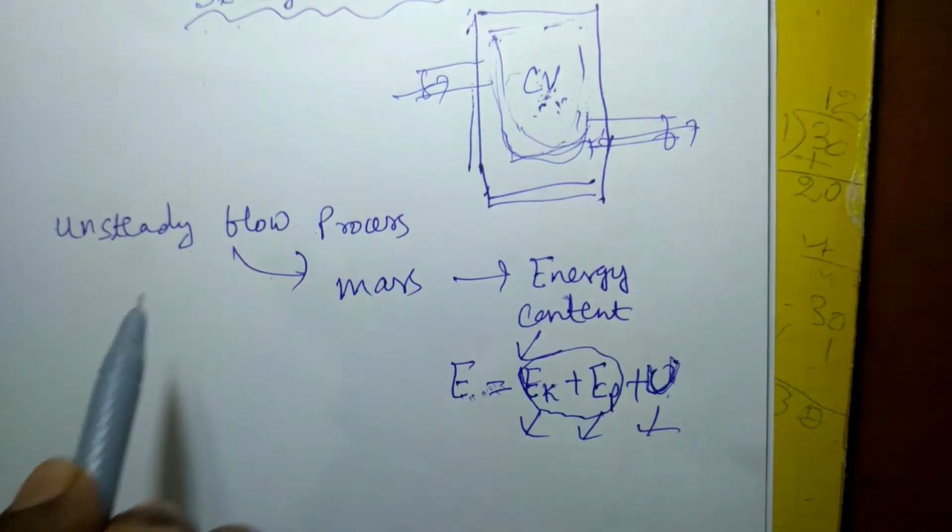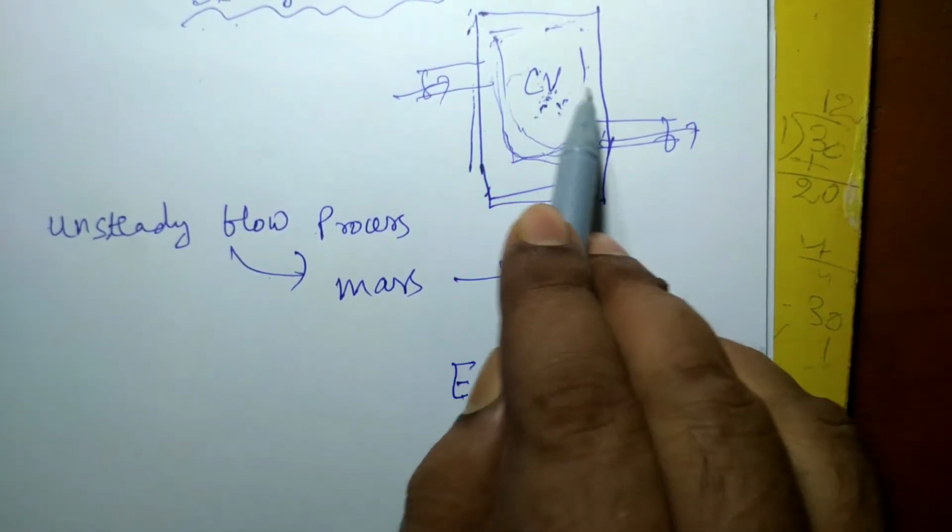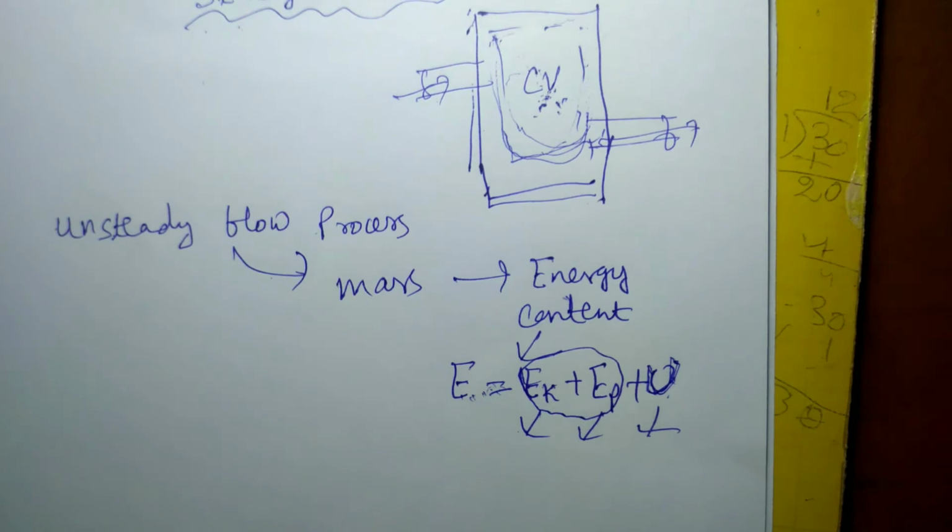So in case of unsteady flow process, mass and energy content of the control volume may change. So we have to keep track of that. That makes the analysis a bit difficult.